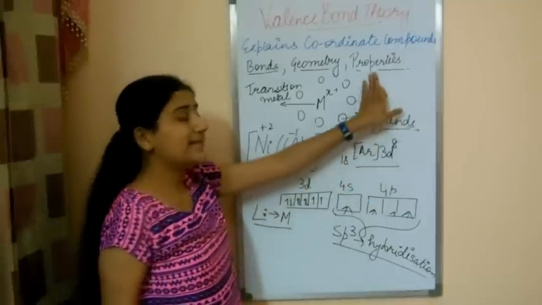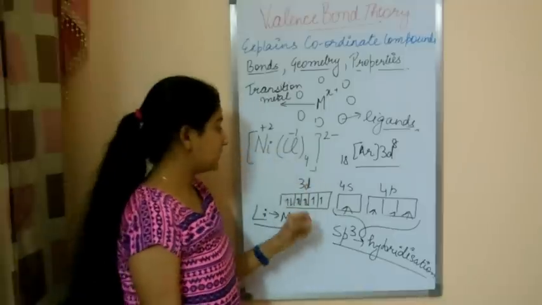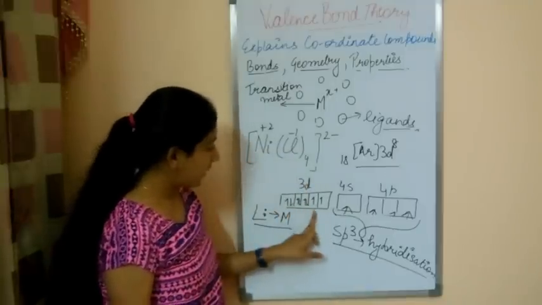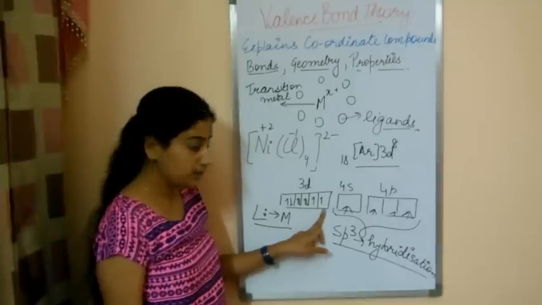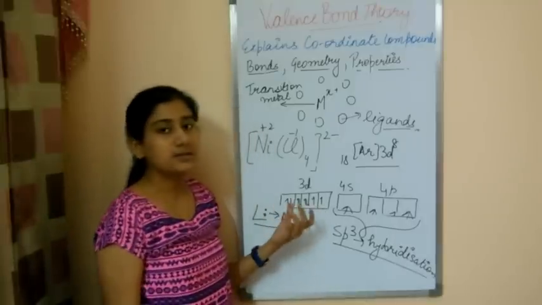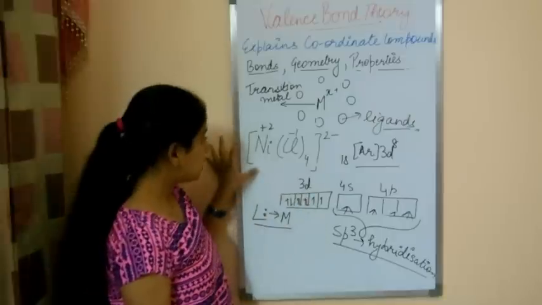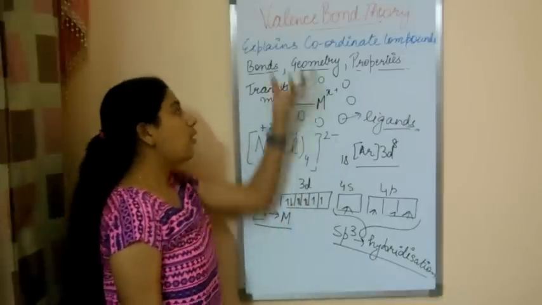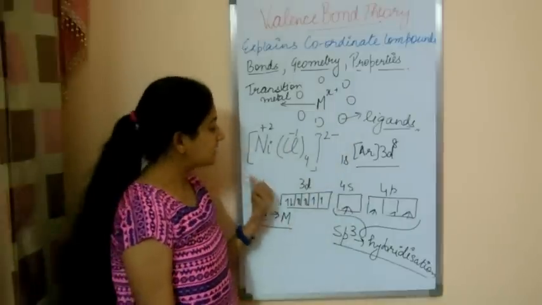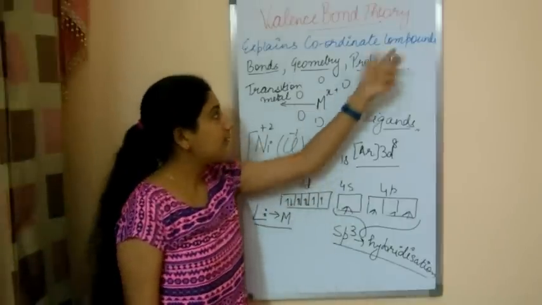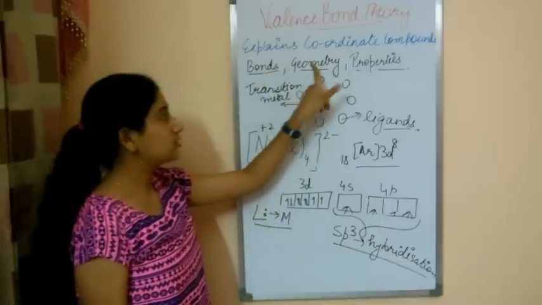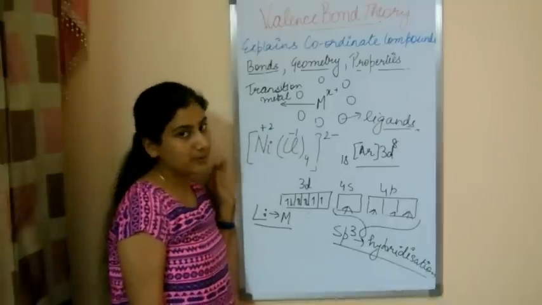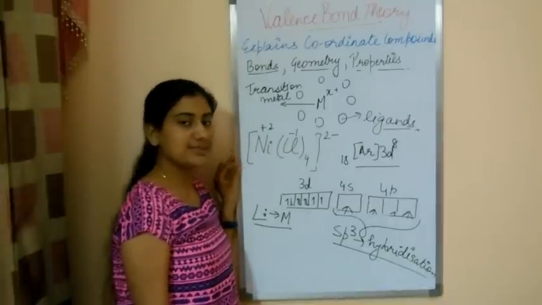Now the properties, we can say the magnetic properties. What happens here? We can see that this metal atom has unpaired electrons in the d orbital. Unpaired electrons mean paramagnetic property. So this complex is going to have paramagnetic behavior. So this is how valence bond theory explains coordinate compounds, their bonding, their geometry and their properties. But still this theory had some limitations. You can study those limitations in the next video.